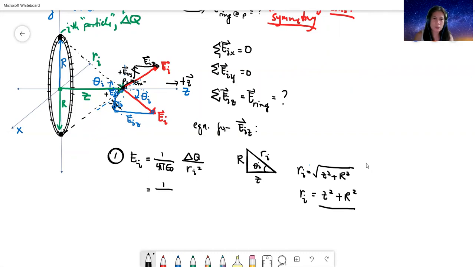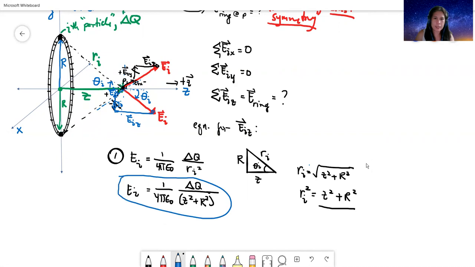So this becomes 1 over 4 pi epsilon sub naught. You still have your delta Q here, over Z squared plus R squared. And then, no more square, because it is already squared. Okay? So this is now our equation for E sub I. Let me encircle it. E sub I.